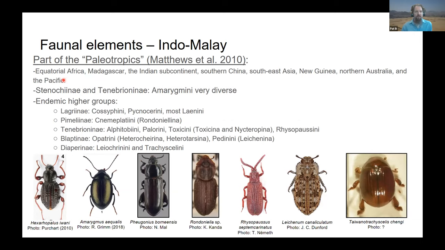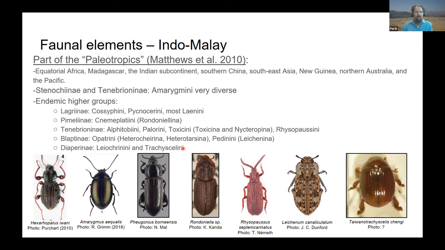faunistically with groups that occur in equatorial Africa, Madagascar, the Indian subcontinent, southern China, Southeast Asia, New Guinea, northern Australia, and the Pacific. And Stenochiinae and Tenebrionidae, especially the Amarygmini, are especially diverse in this realm. And endemic higher groups include Cassicini, Technocerini, we've heard about most of the Lupropini, and within the Pimeliinae, we've got the Nemipatini, one subtribe in particular, Tenebrioninae, apparently the Alphitobiini, Palorini, Toxicini, Rhysopaussini are endemic higher groups in this realm.